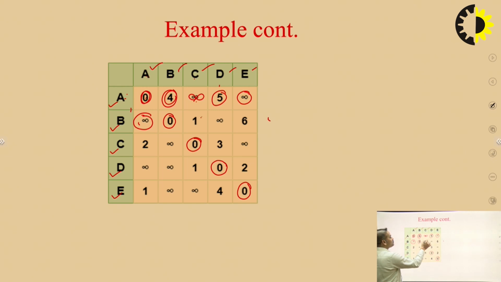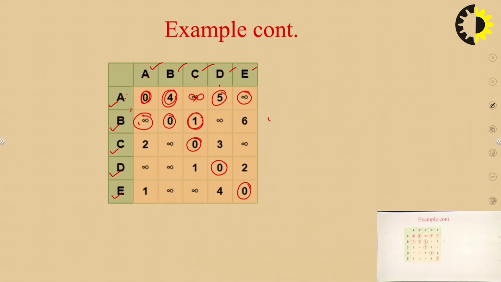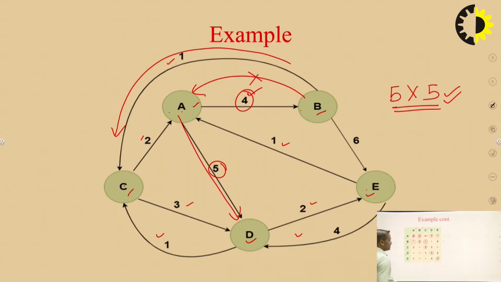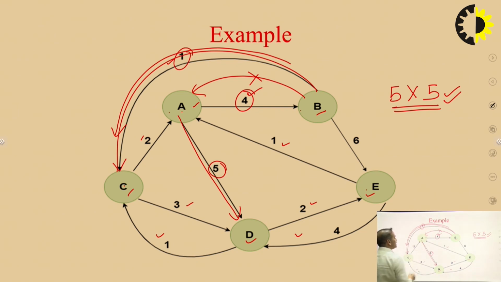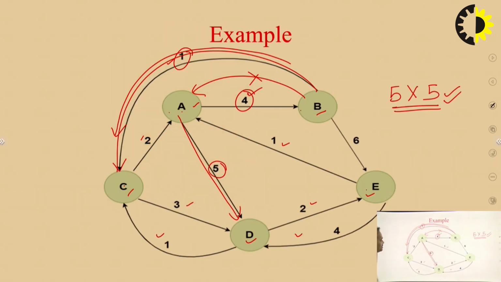This position is the distance of B to C. In the given graph, the distance between B and C is 1, so here we have to mark 1. The distance between B to D is infinity because there is no direct edge between B to D. So we mark infinity here.